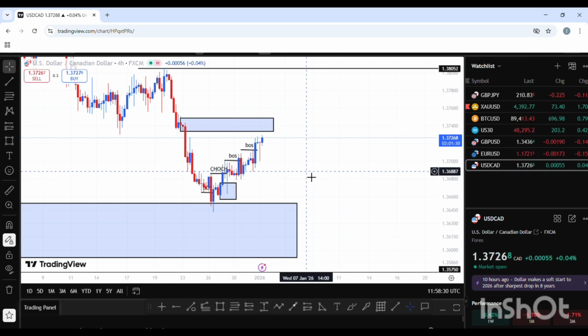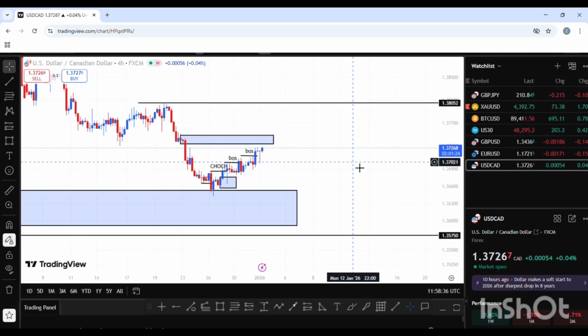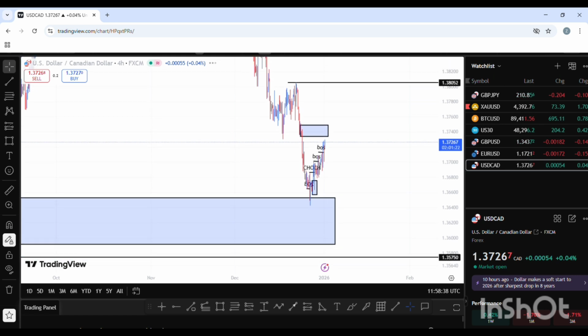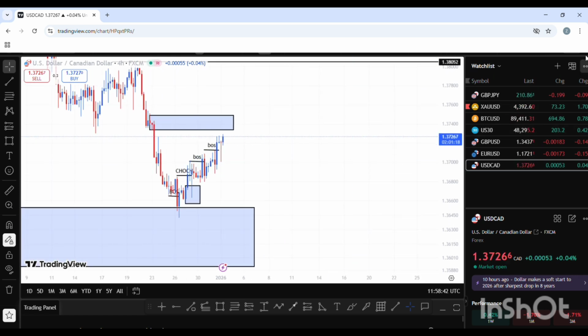Practice makes perfect, okay? So USD CAD is approaching this supply zone, which most likely is going to push it back or retrace it a little bit. If buyers are fully in, of course the market is bullish.